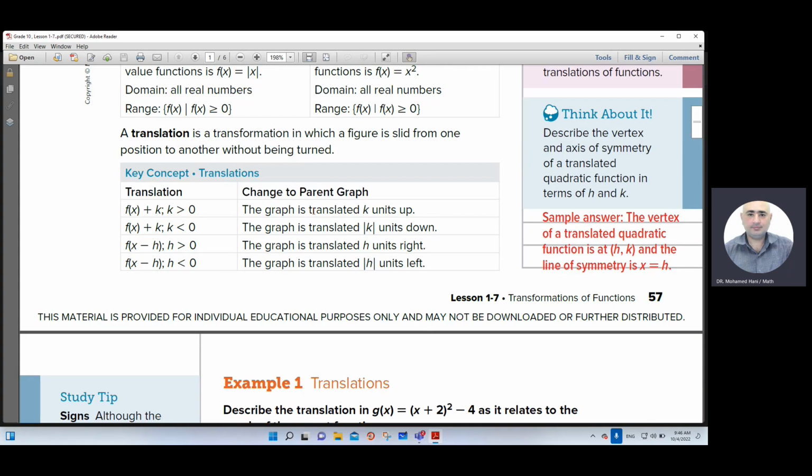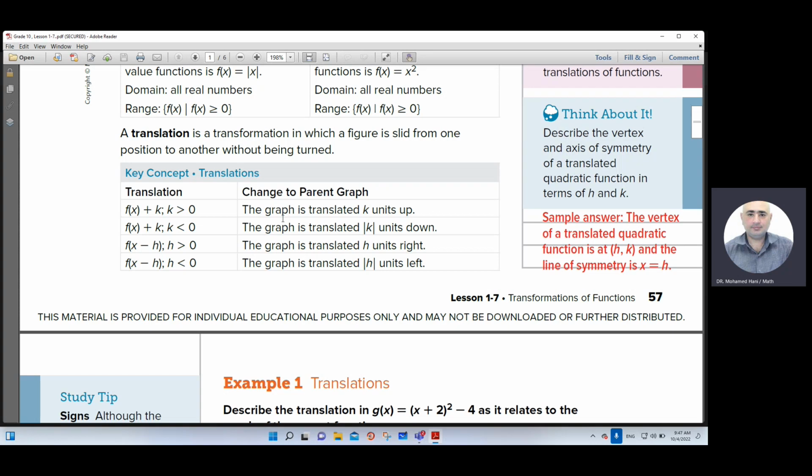Then we learned some rules about the translations when k greater than 0, when k less than 0, when h greater than 0, when h less than 0. If k greater than 0 means the graph is translated k units up. When k less than 0 means units down. And when h greater than 0 means h units right. And when h less than 0 means we have units left. So k determines up and down, and h determines right and left.